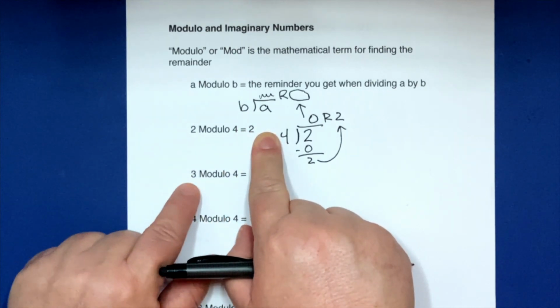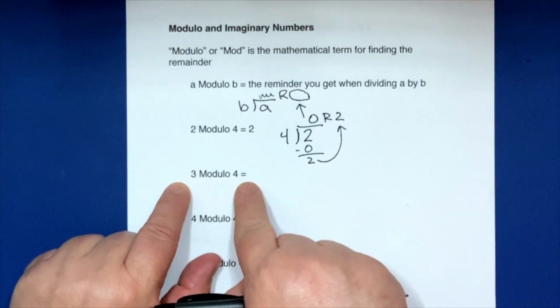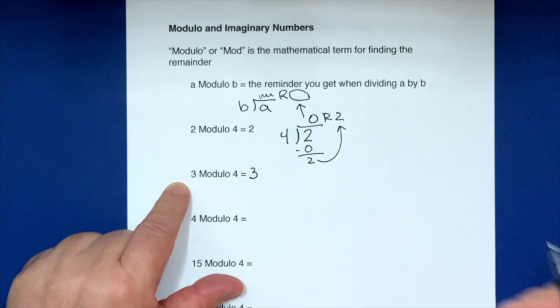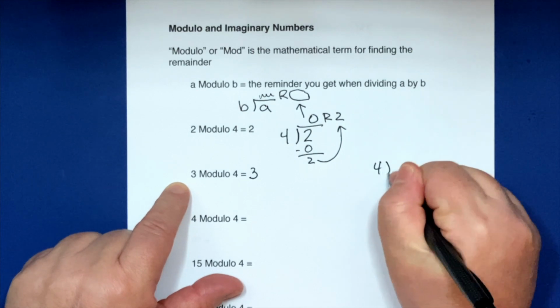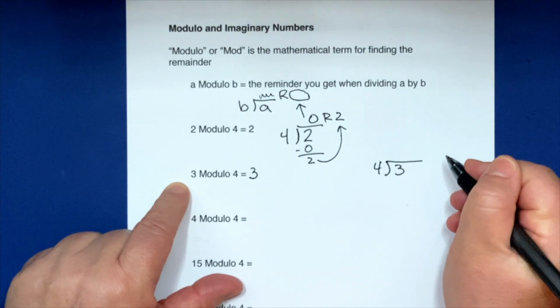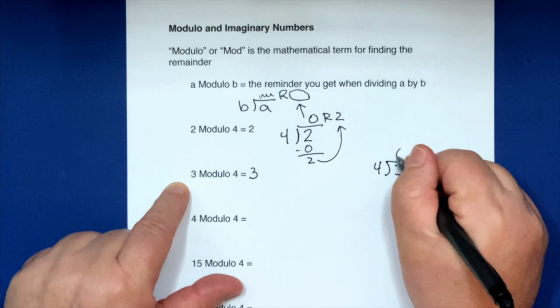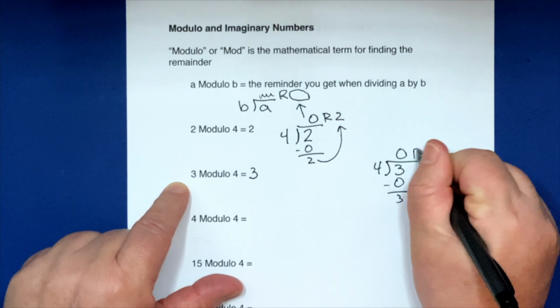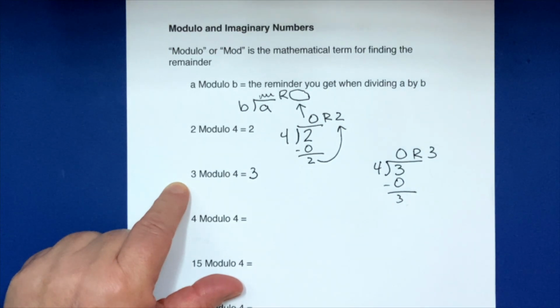So what does that mean? 3 modulo 4. So when you divide 3 by 4, well, 3 is the remainder. That's what's left over. Why? If you do 4 into 3, well, it doesn't go. 4 is bigger than 3, so it goes 0 times. 0 times 4 is 0. And your remainder is 3.